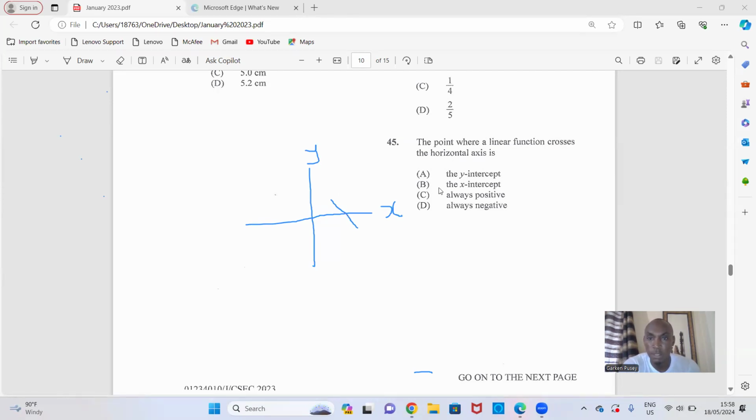So it means the answer is going to be B for this one. This answer is B, x-intercept. So we're at 45, just 15 questions to go.